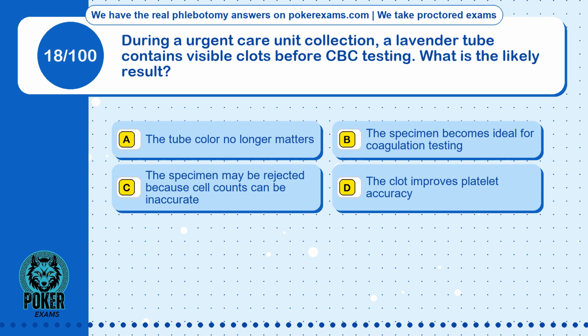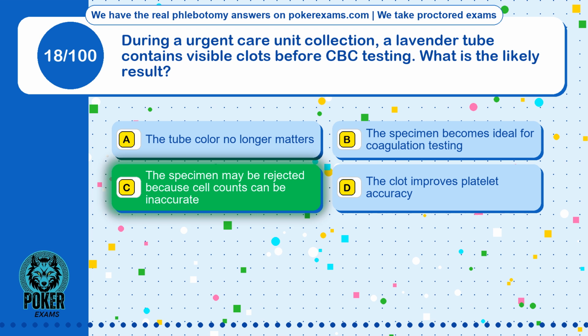Question 18. During an urgent care unit collection, a lavender tube contains visible clots before CBC testing. What is the likely result? Option A. The tube color no longer matters. Option B. The specimen becomes ideal for coagulation testing. Option C. The specimen may be rejected because cell counts can be inaccurate. Option D. The clot improves platelet accuracy.